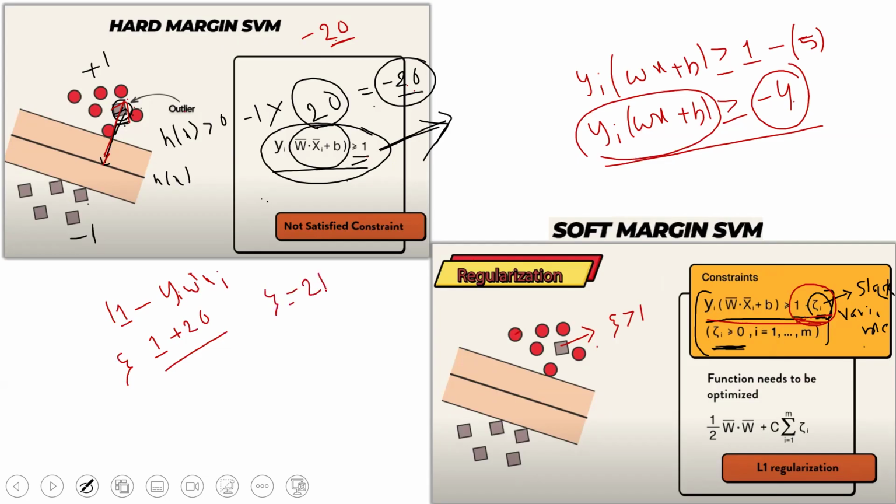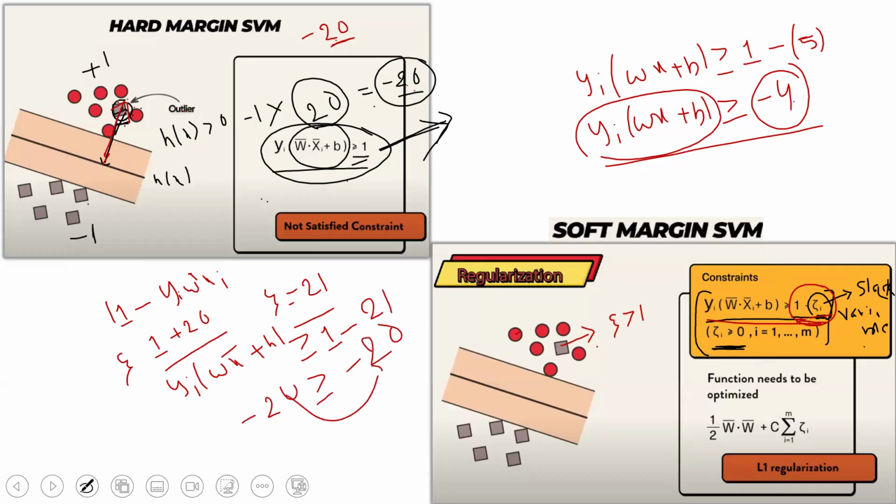So the constraint for this point turns into yi (w x plus b) is greater than or equal to 1 minus slack, which is 21. So this is greater than or equal to minus 20. So the constraint is satisfied for this point as well once we introduce the slack variable, right? The constraint is getting changed based upon which side the point is on. So the constraint is getting satisfied for each and every point. Understood?